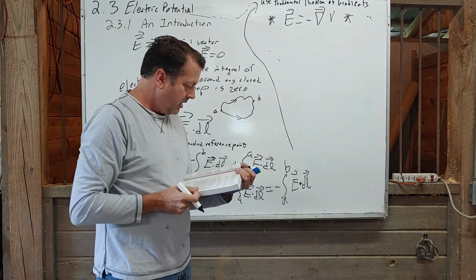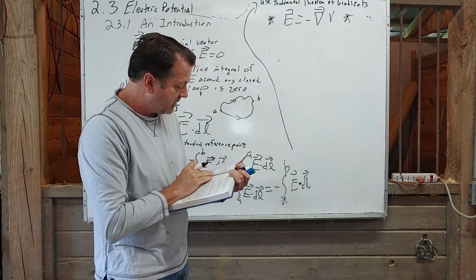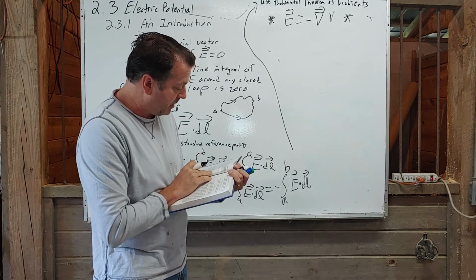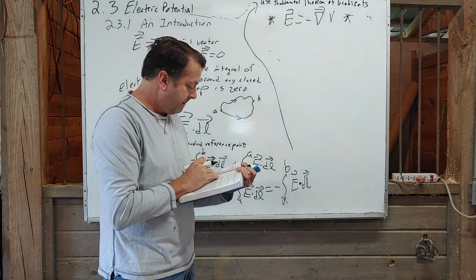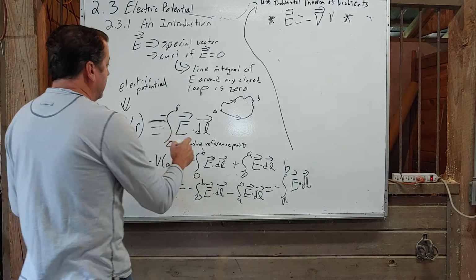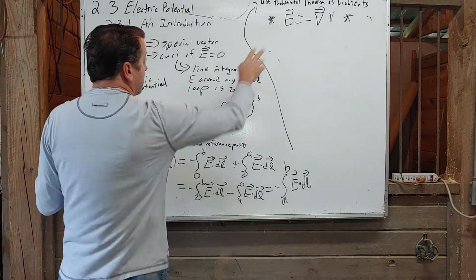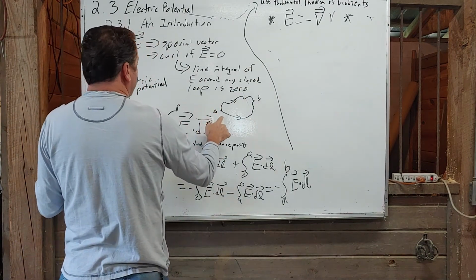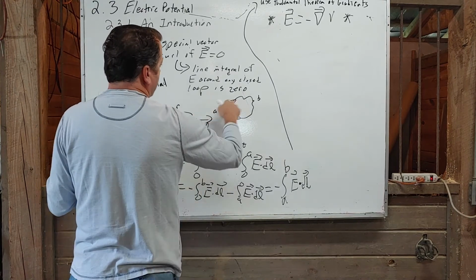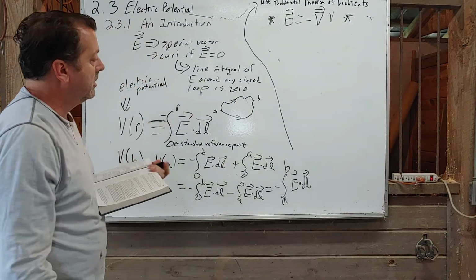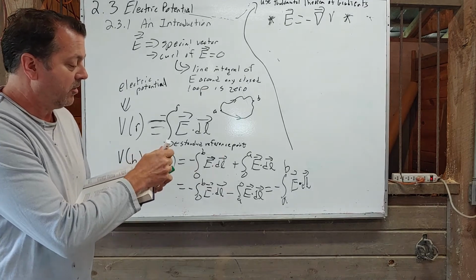All right. I like how it says, notice the subtle but crucial role played by path independence. The key to making all this work, the mathematics, is path independence. It doesn't matter how you get there. Okay? It doesn't matter how you get there.